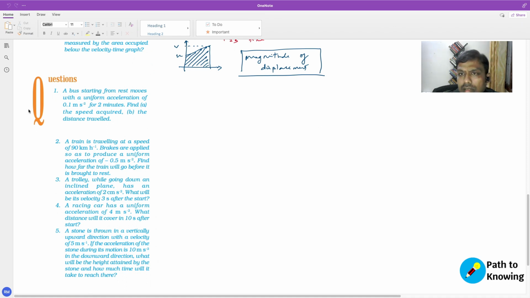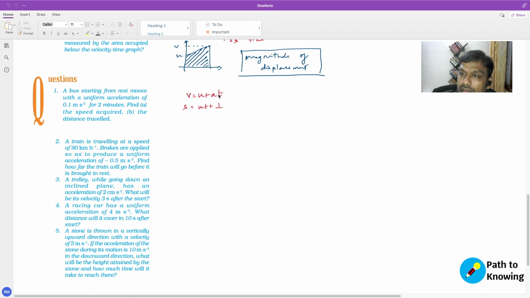So now we are on the last section, and this section pretty much involves problems involving the equations of motion. So let us keep them handy. Let's call out the three equations. First equation is v is equal to u plus at. Here v is your final velocity, u is your initial velocity, a is the acceleration, and t is the difference in time. The second equation is s is equal to ut plus half at square.